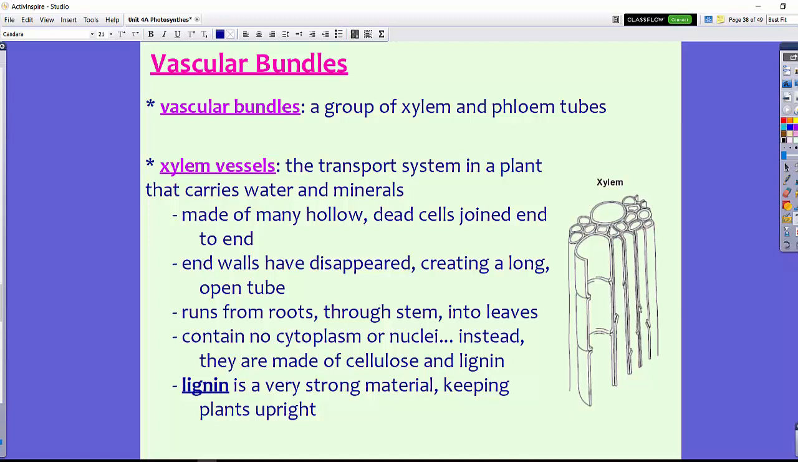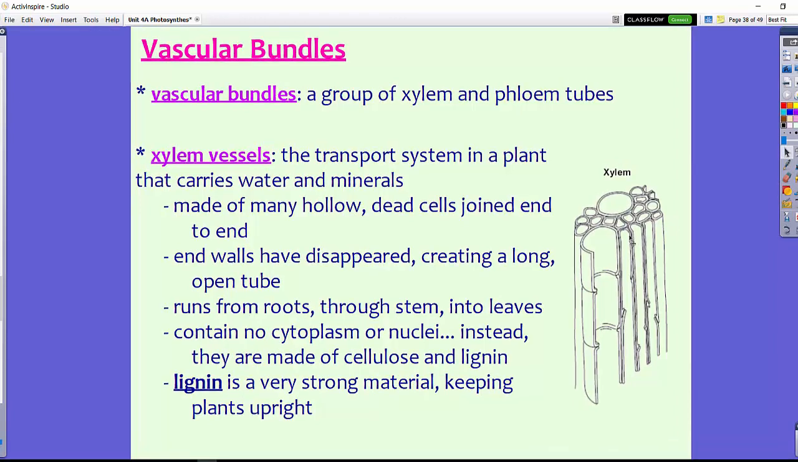Now, xylem vessels are the transport system in plants that carries water and minerals throughout the plant. So think of xylem as carrying the water. If you take a look at this picture, and you also have one in your notes, these are made up of hollow, dead cells that are joined from end to end. So this little guy here is one cell, and it's attached to this cell right here, which is attached to this cell, and it continues on and on.